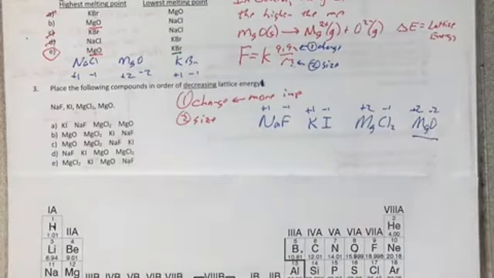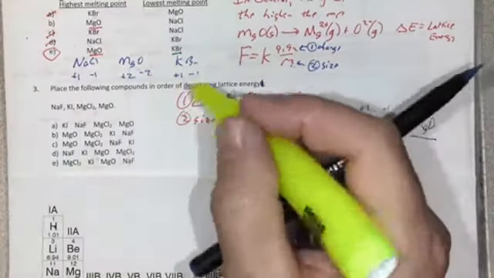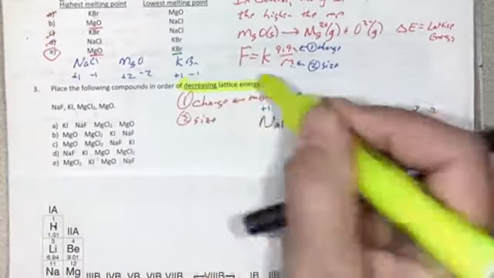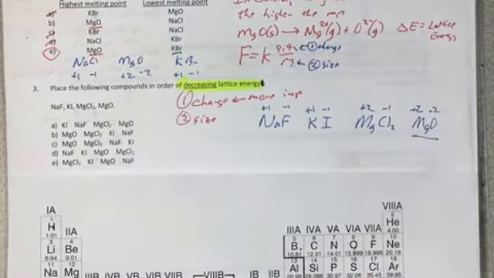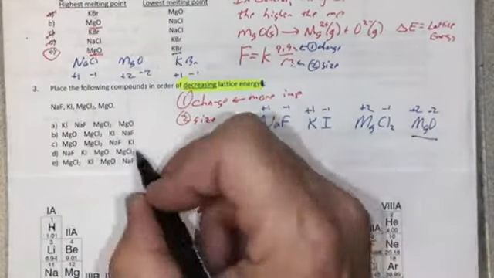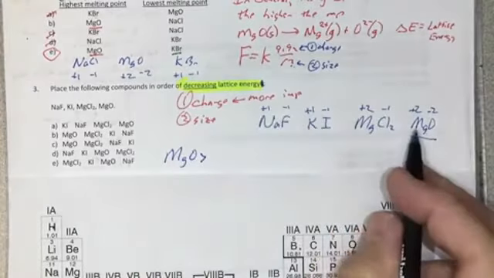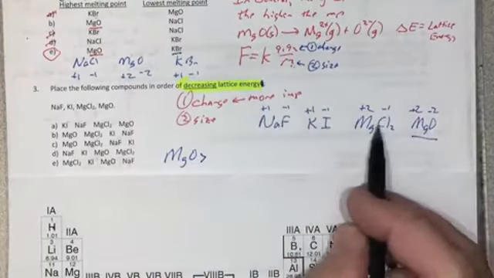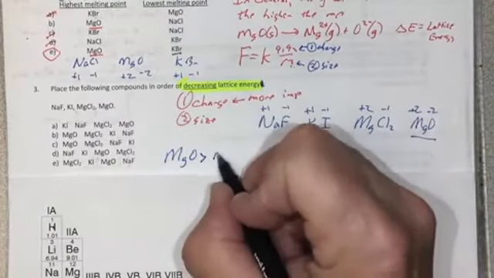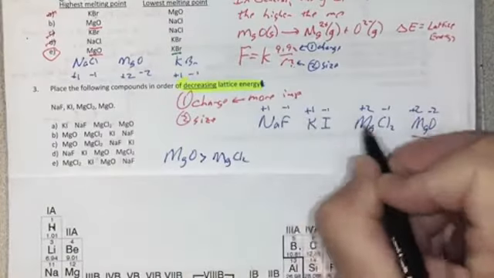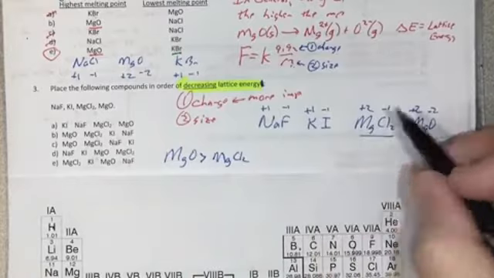Now, this particular question asks us to place these in order of decreasing lattice energy. So we're going to start from the highest lattice energy to the lowest. And so the one with the highest lattice energy is magnesium oxide. Magnesium oxide has a greater lattice energy. Now the next one, just in terms of charge, is magnesium chloride. It has a greater lattice energy than the others because this is +2, -1.